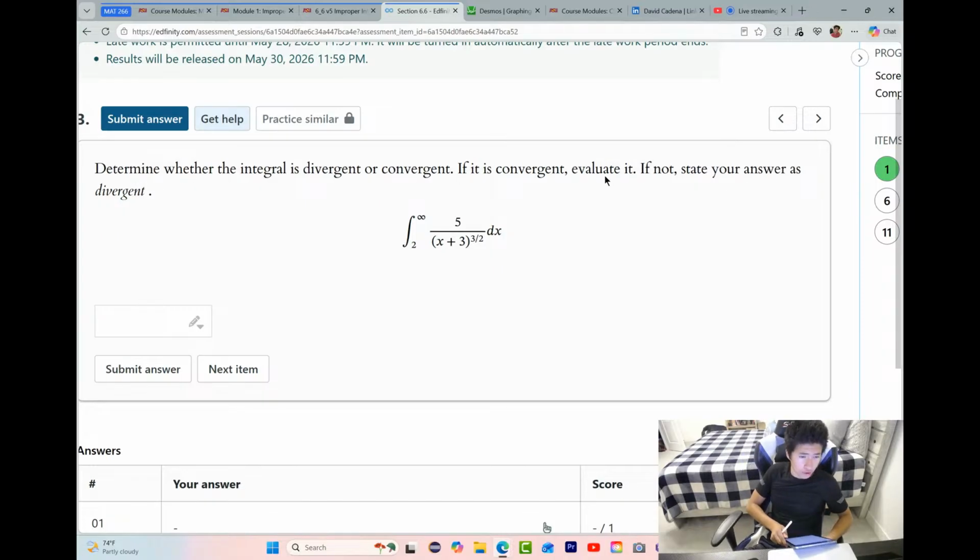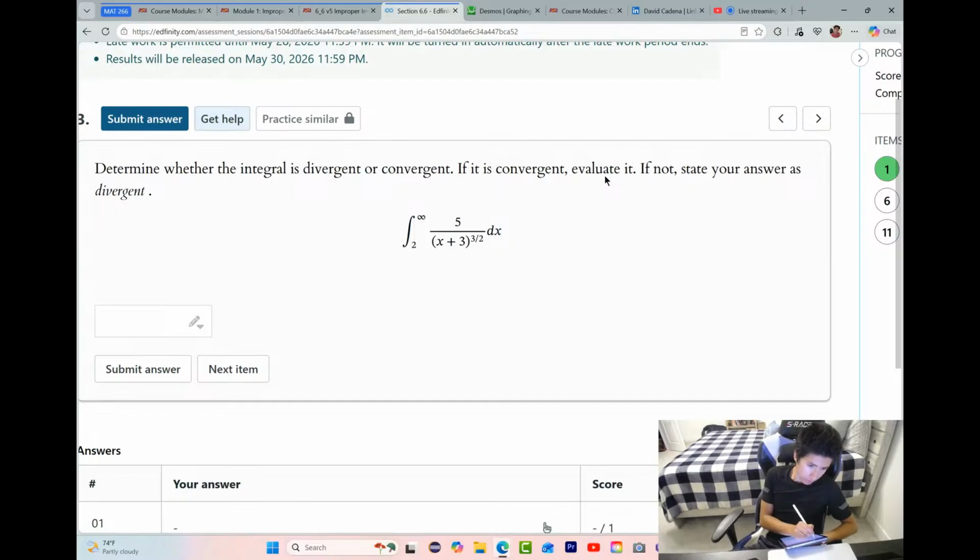So determine whether the integral is divergent or convergent, whether it diverges towards infinity or whether it converges to a finite value. If it is convergent, evaluate it. If not, state your answer as divergent. I think in the future we will get to see, without solving the integral, whether it is divergent. But right now, I don't think we have that skill, so we can't ascertain anything.